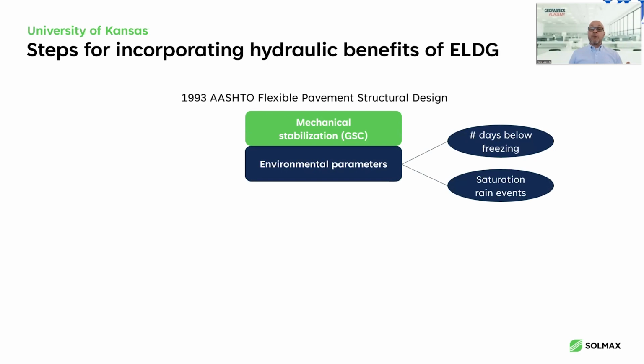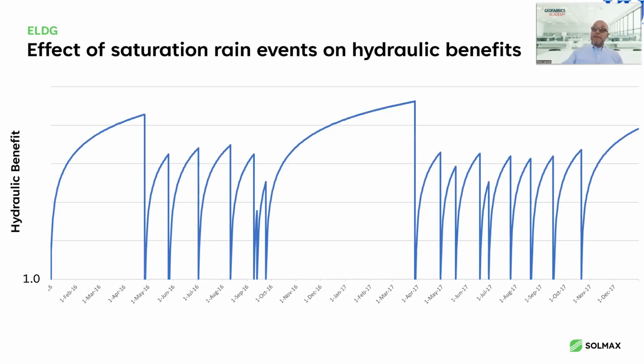And then we look at saturation rain events, because once your granular base is saturated, your hydraulic benefit is 1. And as it starts to dry, that hydraulic benefit increases, and eventually it'll hit an asymptotic point where it doesn't continue to increase. But before that happens, you get another saturation rain event, and then another, and another, and another.